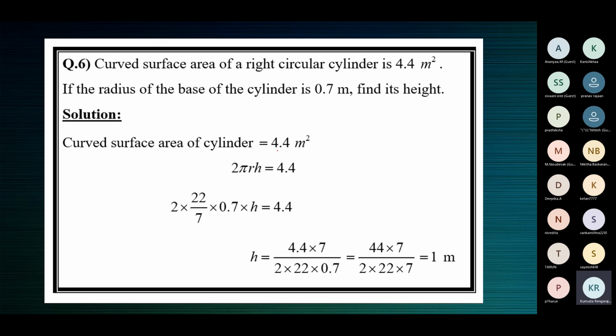So the curved surface area of the cylinder is given to be 4.4 meters square. The formula to find the curved surface area is 2 pi RH. So 2 pi RH is given to be 4.4. So 2 into 22 by 7 into radius. See here, don't divide by 2. Radius is directly given, 0.7 meters. So R is 0.7 into H, which we have to find, is equal to 4.4. So H is equal to 4.4 on cross multiplying, 4.4 into 7, and all these numbers will come to the denominator.